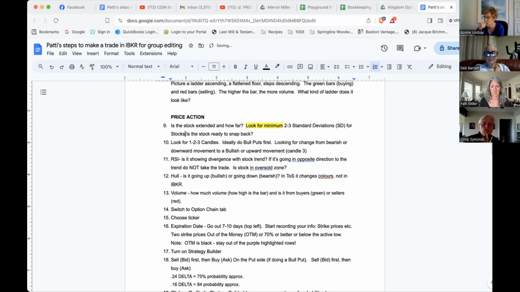And then for index, just note that for indices it's 2.5 and 3.5 SDs. And then instead of, is this stock ready to snap back, just go, is it ready to snap back? It doesn't matter if it's a stock or indices. Is it ready to snap back? Yeah.